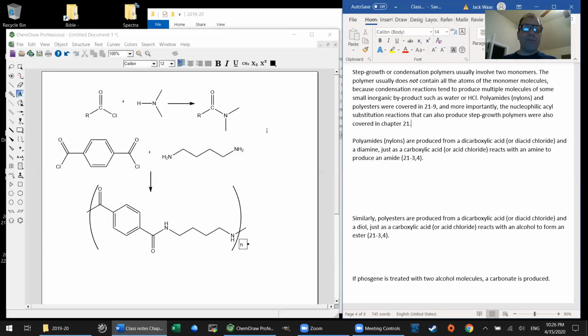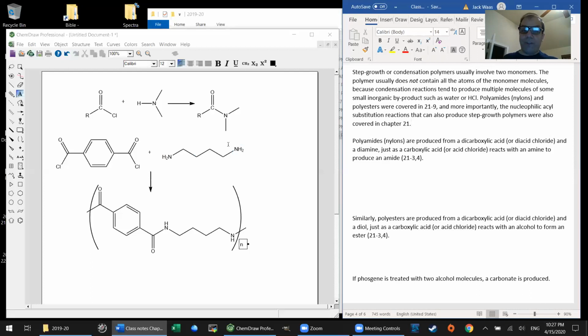So the trick that we'll play on the whole system is, what if we took a molecule that has 2 carboxylic acid functional groups on it? And then what if we took a diamine, a molecule that has 2 amino groups on it? Well, this acid chloride will react with this amine and make an amide, just exactly like this. The mechanism's the same as in chapter 21, but there's an amine on the other side.